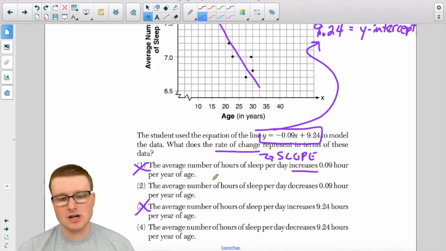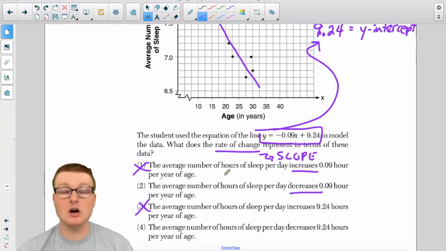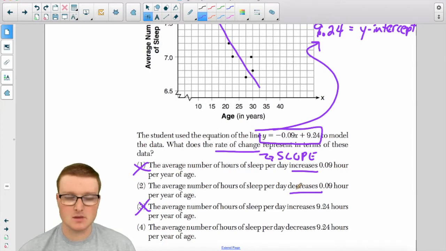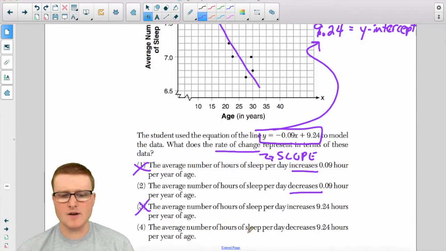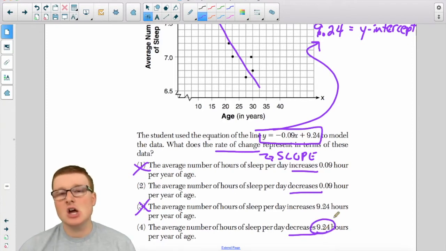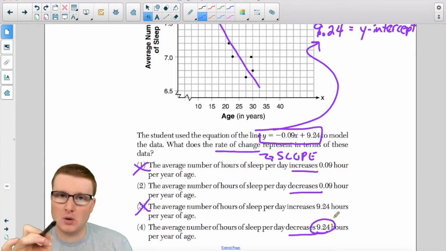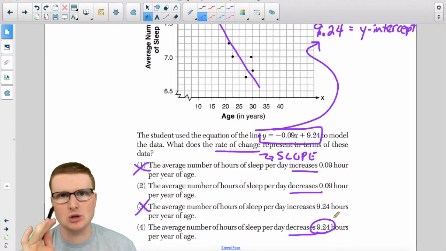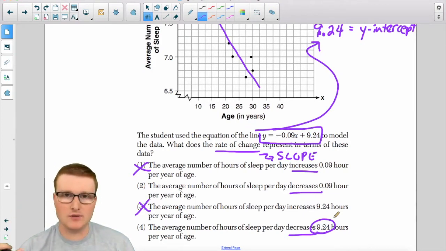Choice 2 says the average number of hours of sleep per day decreases, all right, so far so good, decreases by 0.09 hour per year of age. Okay, that seems pretty good so far. Let's take a look at choice 4. The average number of hours of sleep per day decreases by 9.24 hours per year of age. So what you're telling me is when you're born, you sleep for 9.24 hours, then by the age of 1, you don't sleep anymore because you decrease by 9.24 hours? That makes absolutely no sense.